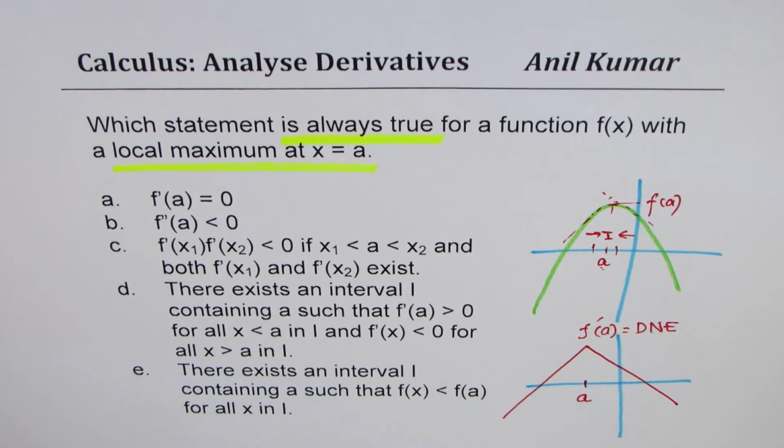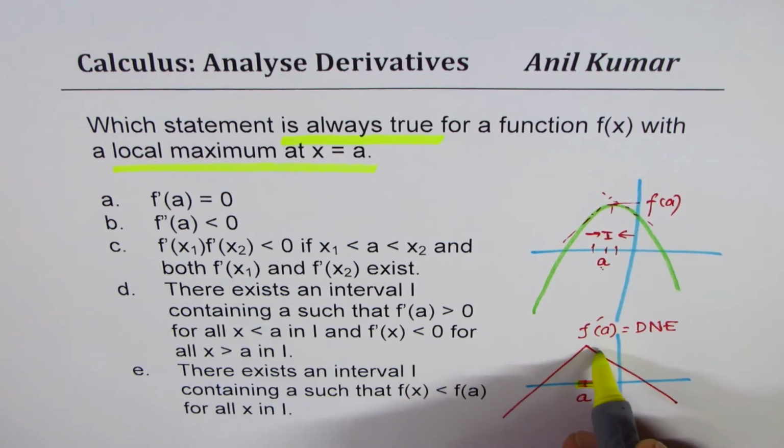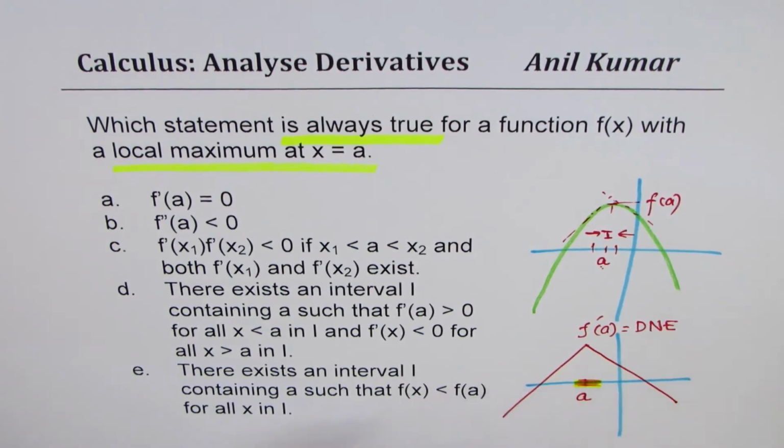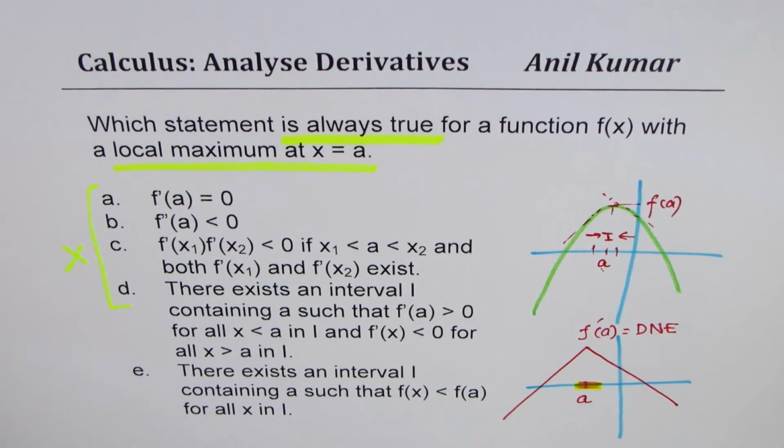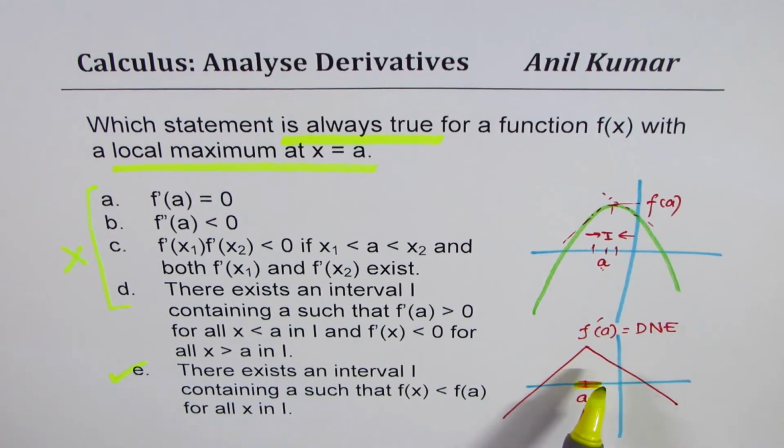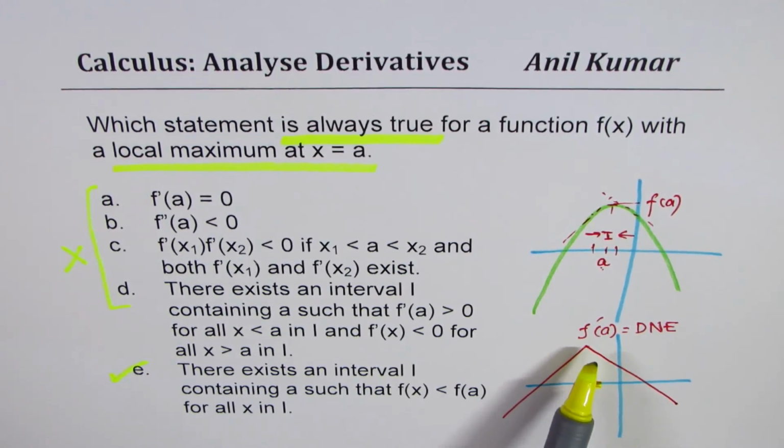It exists in the interval close to a, right? It does exist before and after. It is positive changing to negative, but at a it does not exist. And therefore, all these conditions are not true. The only condition which is true is E, and that is always true. For a local maxima, the value of the function at that point is more than the value in the nearby interval, right? So in the interval around A, the value of the function is highest at A, and therefore option E is the right option, right?